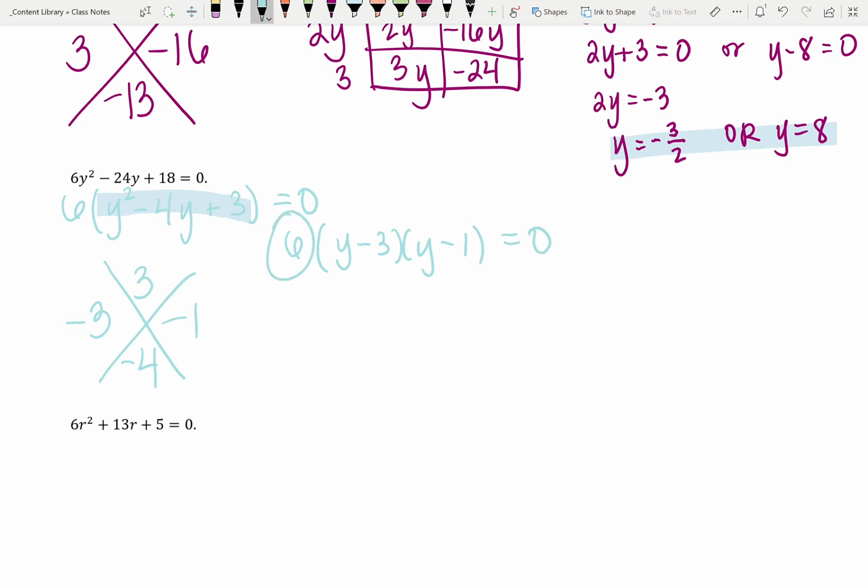Now this 6 doesn't really affect the values of y, because still if one of these is 0, the whole thing's going to be 0 even though you're multiplying it by 6. So the 6 doesn't really affect my answer. But if I was just asking you to factor, you would have to include the 6. So my two possible solutions are y equals 3 or y equals positive 1. And that's it.